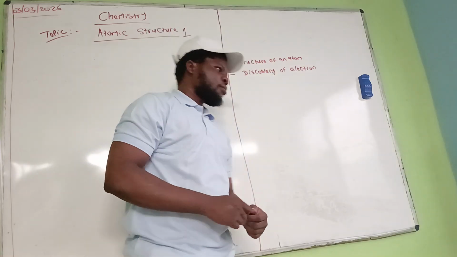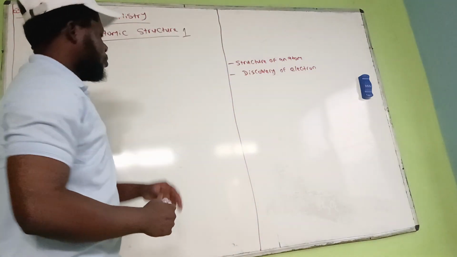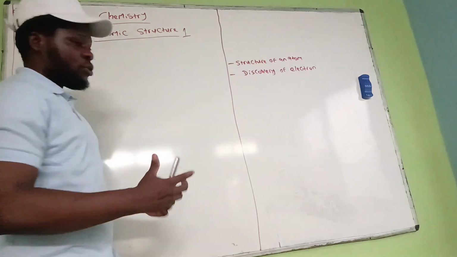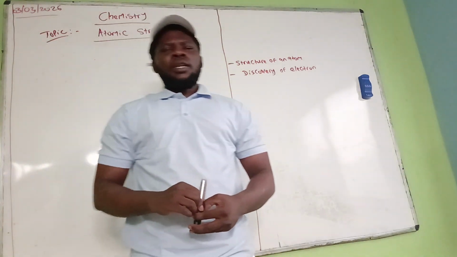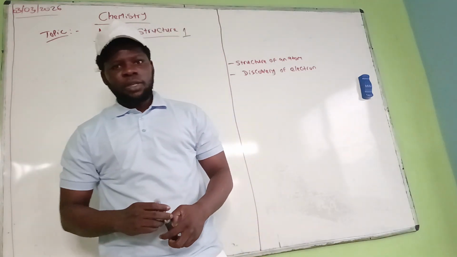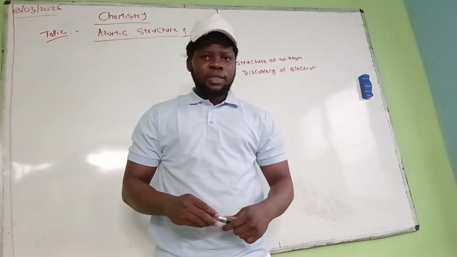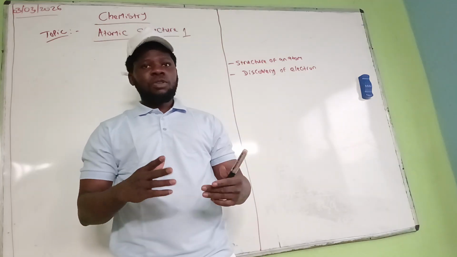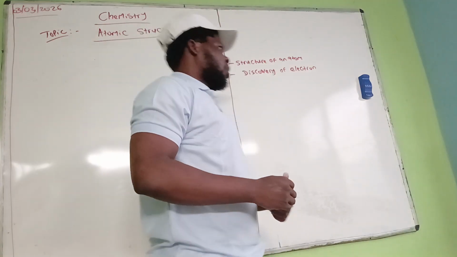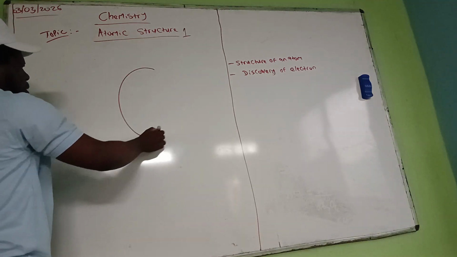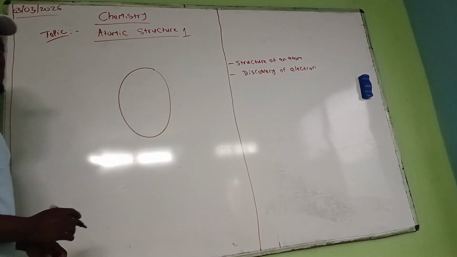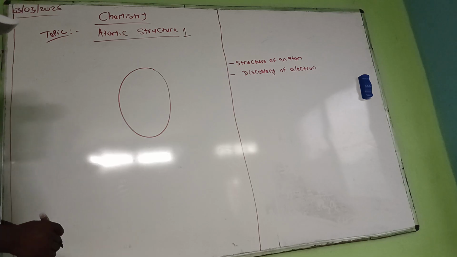Now, next up, when we say atomic structure, atom is the smallest particle which can take part in a chemical reaction. That's the meaning of atom. So, atom as a whole exhibits a spherical shape. It exhibits a spherical shape.